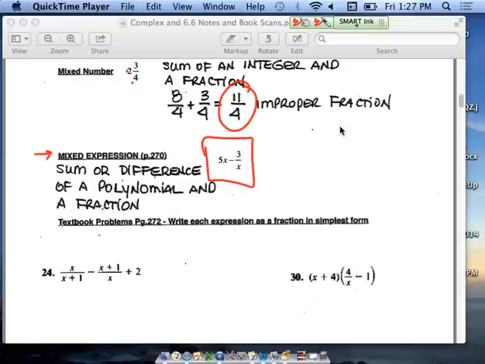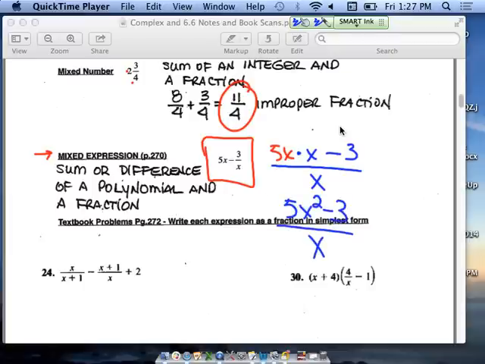The denominator would be x, so that means that 5x would need to pick up that LCD of x, and then you just simply write the terms or write the fraction over the same denominator. So to simplify this, that would just be 5x squared minus 3 over x.